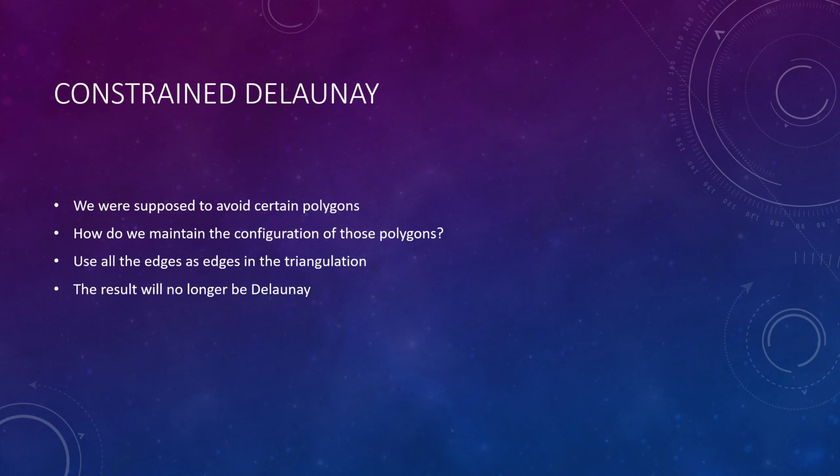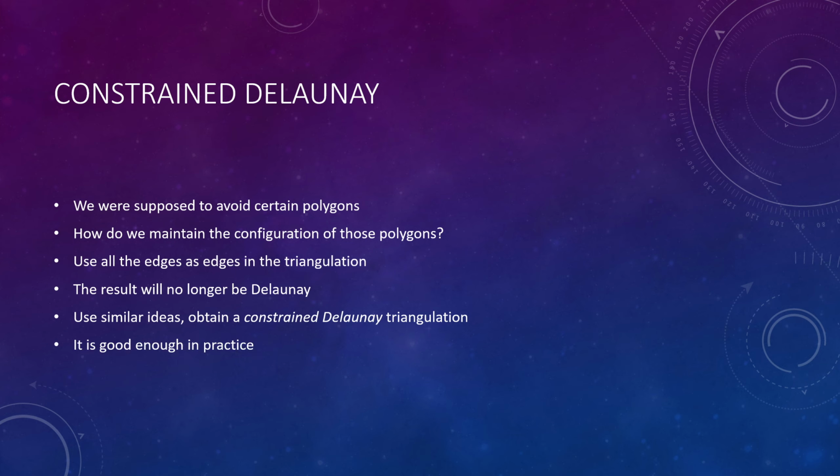Now, of course, this result will no longer be a Delaunay triangulation. However, using a similar argument as at the start, we obtain what is called a constrained Delaunay triangulation. And the idea is that such a triangulation is good enough, because we're not looking for the absolute best. We are looking for a good enough solution such that the requirements are also true, and we can work with that. So let's see it in practice.